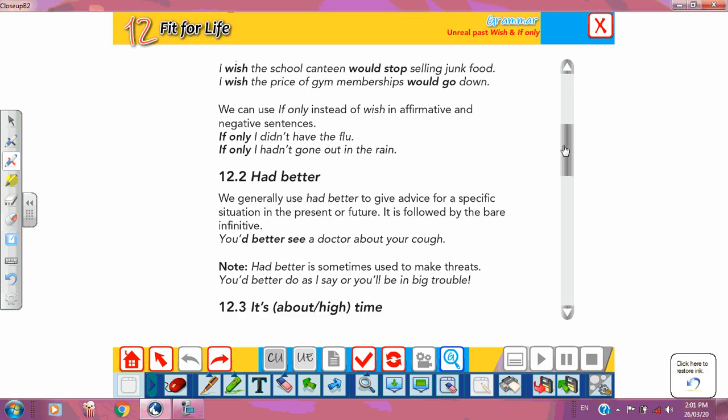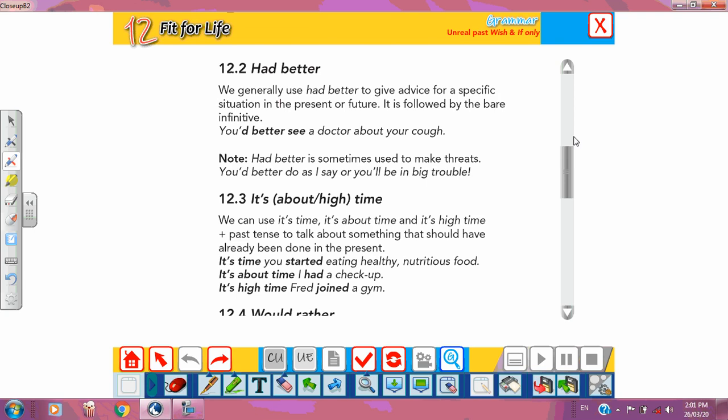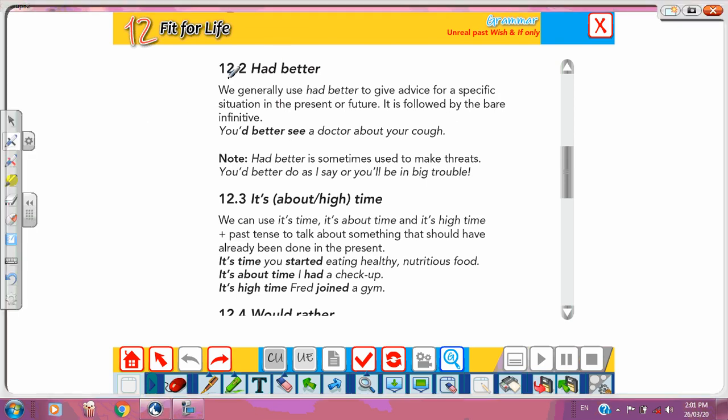Okay, let's go to had better. And it's all about time. Okay, we use had better, guys, to give advice. To give what? Advice. Simply, it is advice for a specific situation in the what? In the present or in the future. Very good. It is followed by the bare infinitive. The bare infinitive is the verb without to.